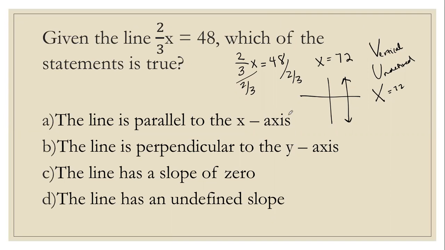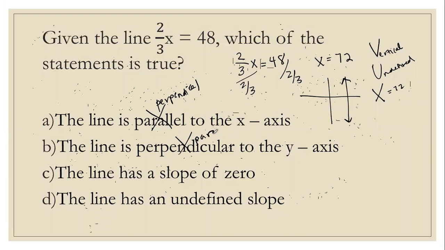All right, this is not parallel to the x-axis. It's perpendicular to the x-axis. So that's not true. It's not perpendicular to the y-axis. It's parallel to the y-axis. It does not have a slope of 0. The slope is undefined. So D would be my answer.